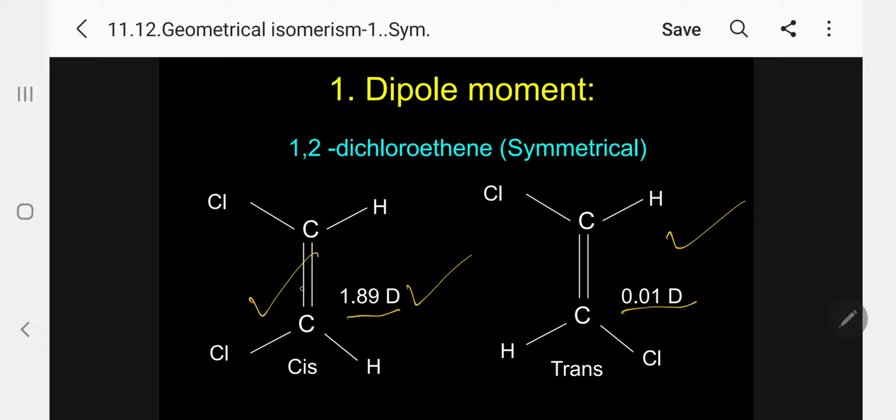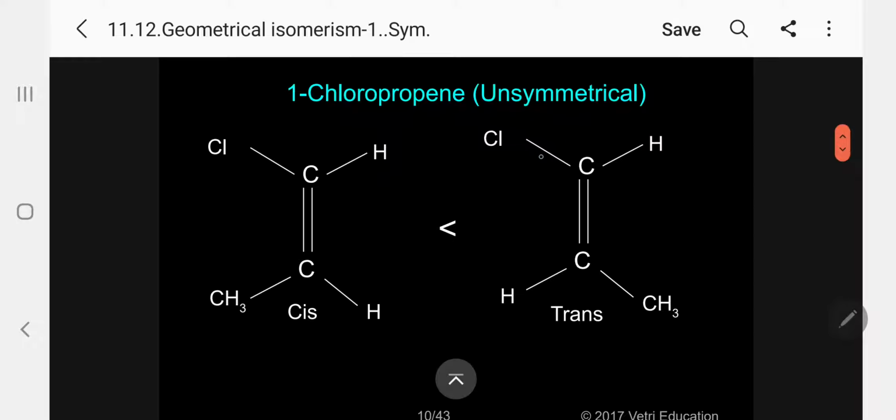In the case of cis, the dipole moment is higher. In the case of trans, the vectors cancel each other, so it is almost negligible, nil. So whichever has the higher dipole moment will be the cis isomer. Please follow. Here the vectors move in the same direction, so polarity is more and it shows a higher dipole moment. But in trans the vector is balanced by the opposite one, so it is almost 0, or 0.01 D. So by measuring dipole moment, we can differentiate cis-trans isomerism.